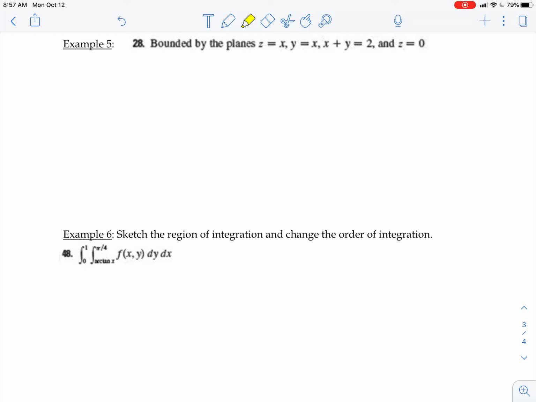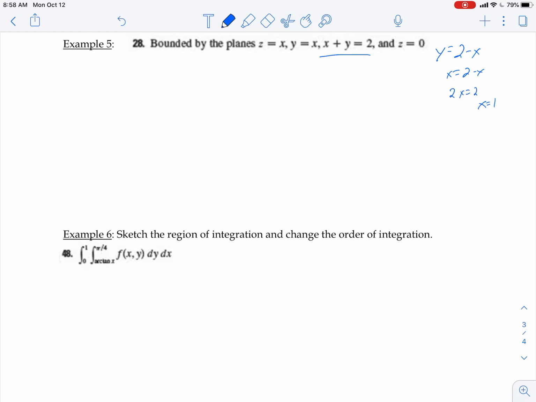Alright, next we're going to find the volume bounded by the planes z equals x, y equals x, and x plus y equals 2. Again, what I can do is solve one of these equations for either x or y. So let's just go ahead and say y equals 2 minus x. Now I want to set these two equations equal to each other, so 2 minus x, to see where they could intersect, and it looks like they're going to intersect at, I'm going to add that x.